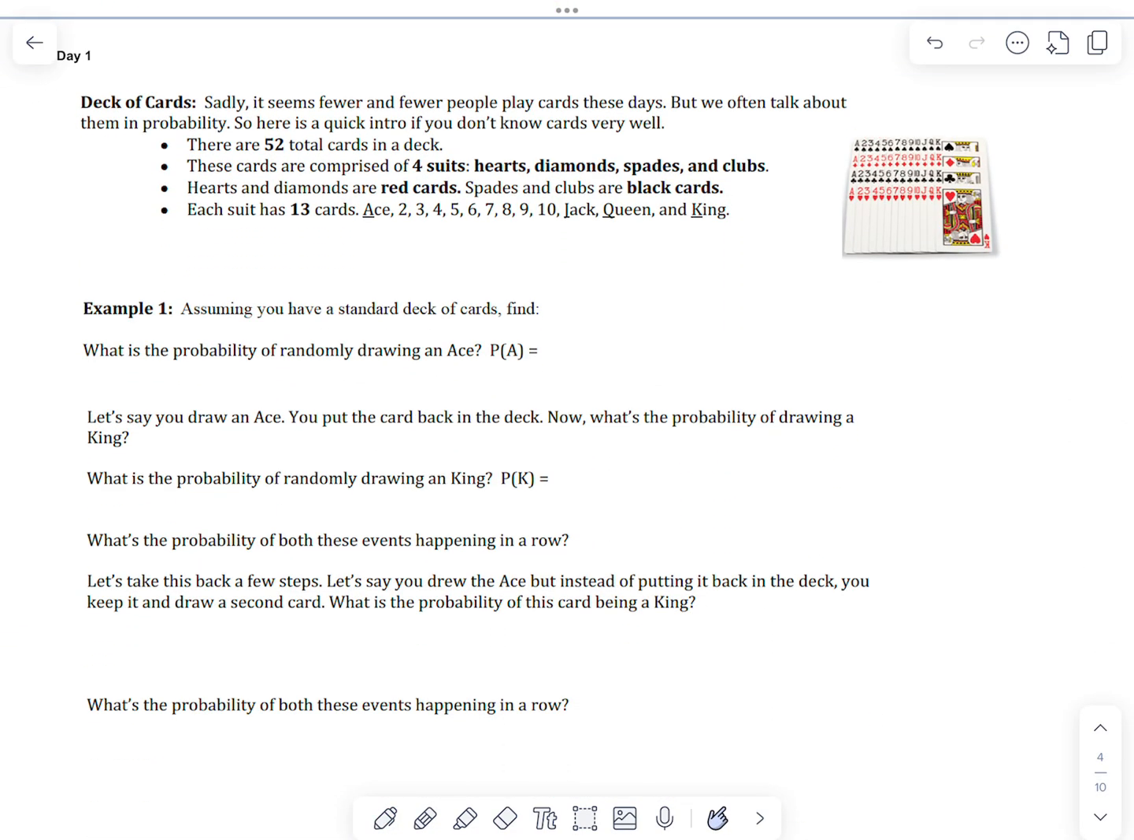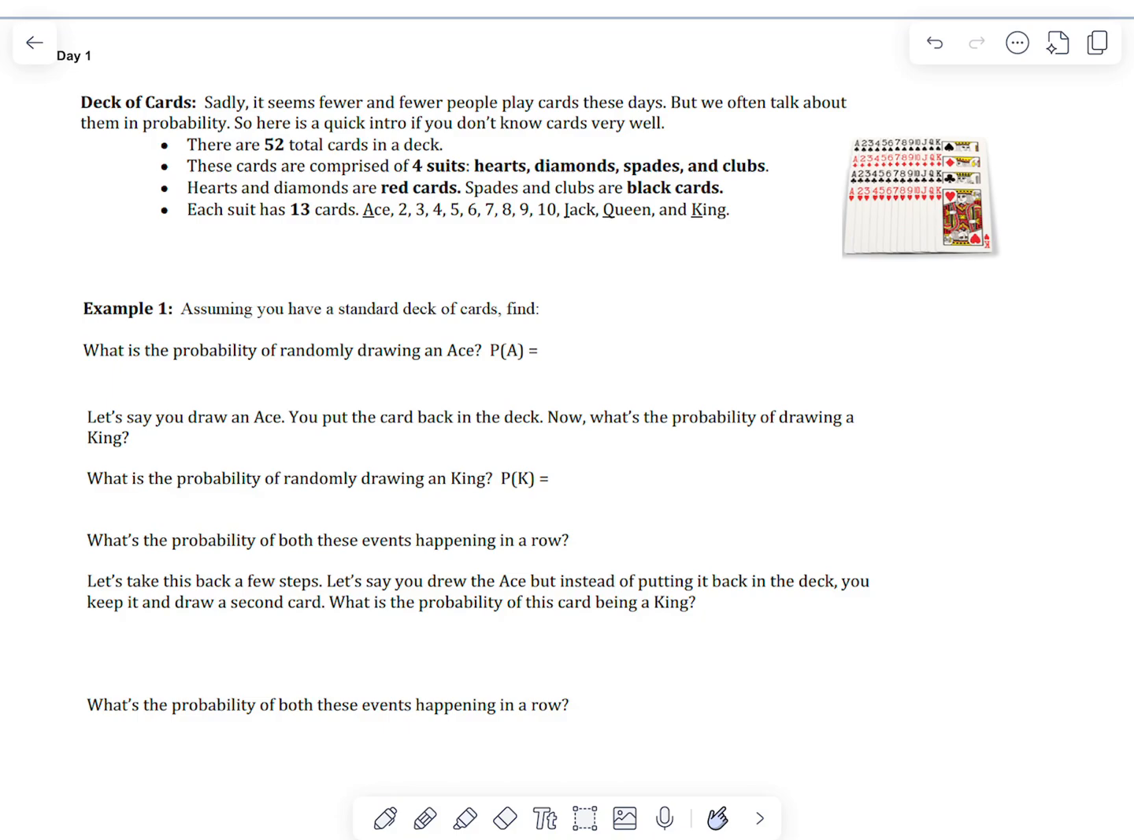Okay. A deck of cards, sadly, it seems fewer and fewer people play cards these days, but we often talk about them in probability. So here's a quick intro of what you need to know for cards. There are 52 total cards in a deck. They are comprised of 4 suits: hearts, diamonds, spades, and clubs. Hearts and diamonds are red cards, and spades and clubs are black cards. Each suit has 13 total cards, starting with an ace and then going all the way up to our king.